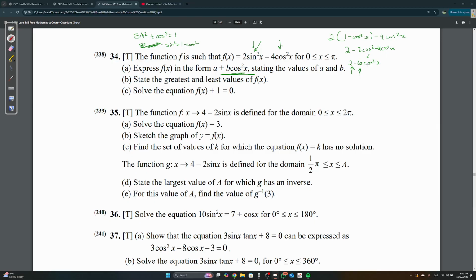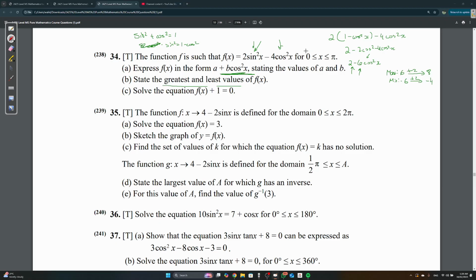State the greatest and least values of f of x. What's the minimum? What's the maximum? Okay, this is pretty straightforward. You know, we always ignore this. We say that the max will be 6 and the min is negative 6, but since you're adding 2, it's going to be 8 and negative 4. But we got a problem.